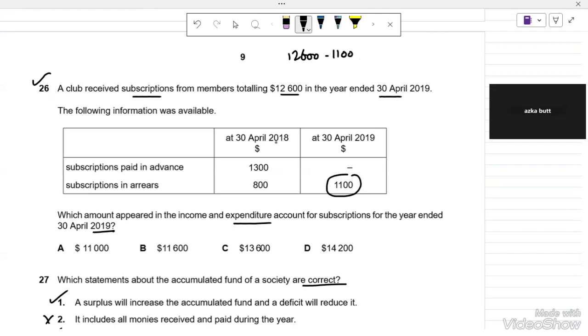And 1300, which is subscription paid in advance in 2018, belongs to the next year, but since it's paid, that's why we are going to add it. And the arrears in 2018, 800, since it belongs to the current year, we need to subtract it, since it belongs to the current year but is not paid yet because this is in arrears. So 12,600 minus 1100 plus 1300 plus 800 minus 800.